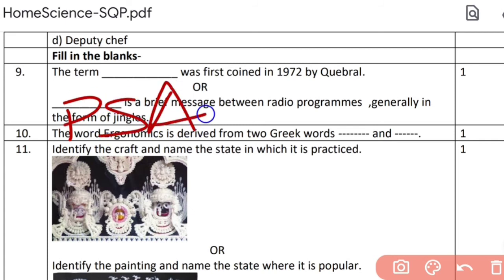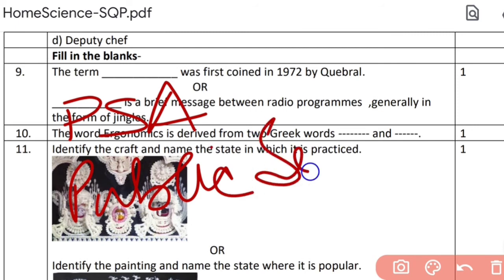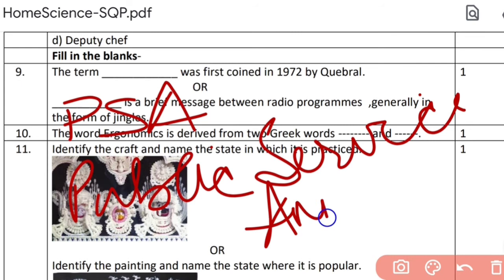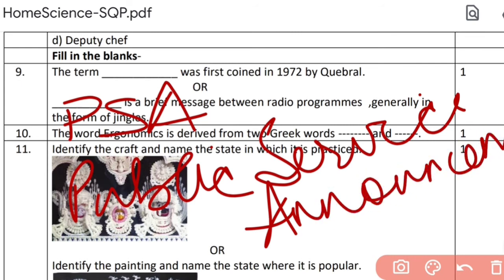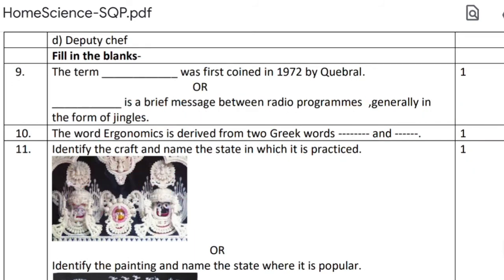PSA or public... what was it? Can you tell me what it is from S? Service announcement. So it is for the betterment of the public that such announcements are made. It is a brief message between the radio programs, and it is generally in the form of a jingle, and it could also be a message for social awareness.